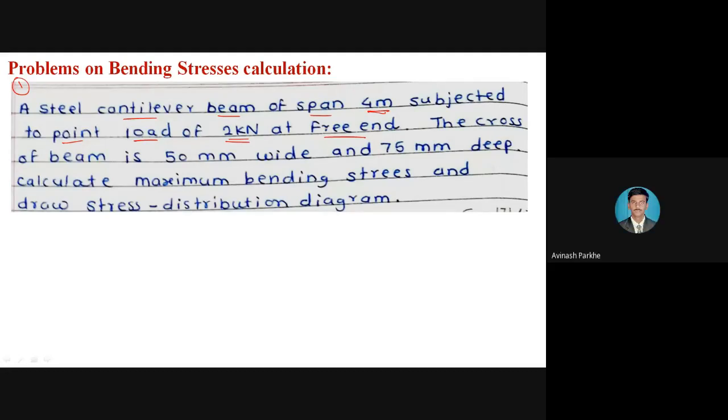Please mute your side. Shrikant Kohli, please mute your side.